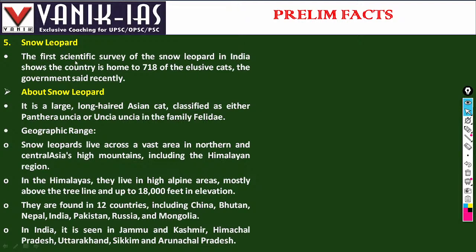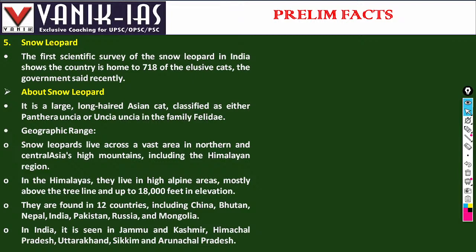Snow leopard: the first scientific survey of the snow leopard in India showed the country is home to 718 of the elusive cats, the government said recently. Okay, so it is a large long-haired Asian cat classified as either Panthera uncia or Uncia uncia in the family Felidae.